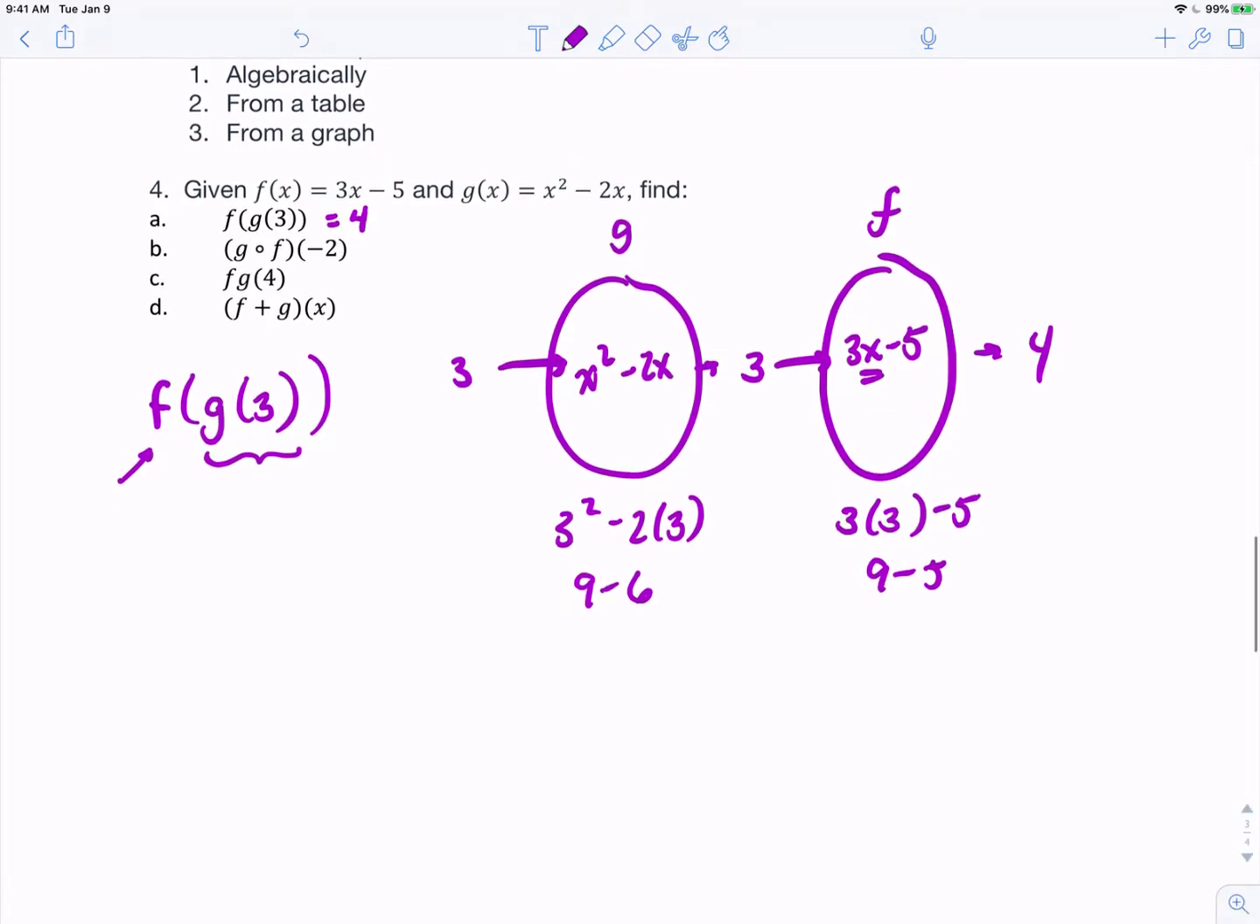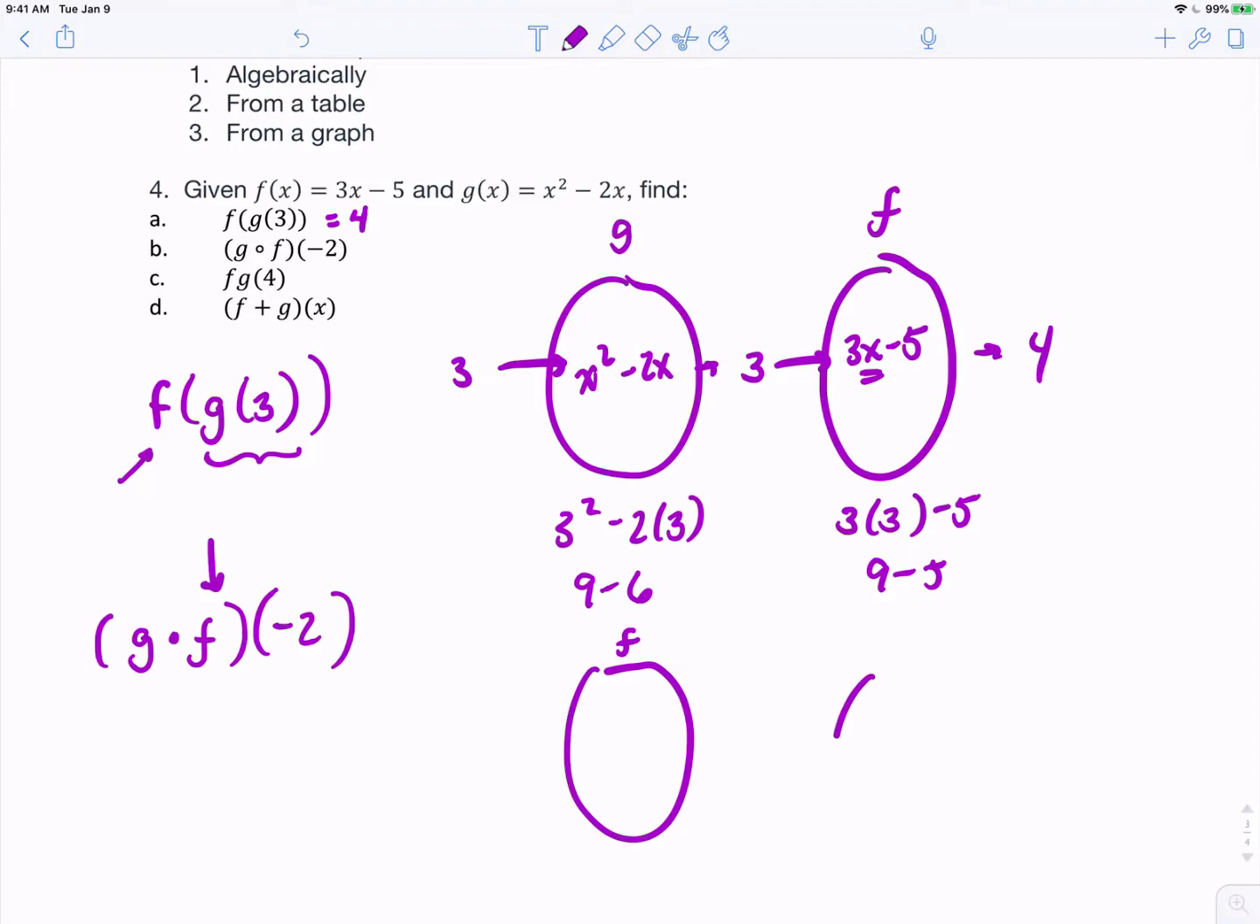We'll do the next one in a similar way, but this one's written with dots. So this is written g dot f of negative 2. When the composition is written with the dot, this is the first function that you do, the one closest to the number, followed by the second function. So this time, we're going to apply function f first, and then we're going to take function g and apply it to the result. So f is 3x minus 5, and g is x squared minus 2x. And the number we're starting with is negative 2.